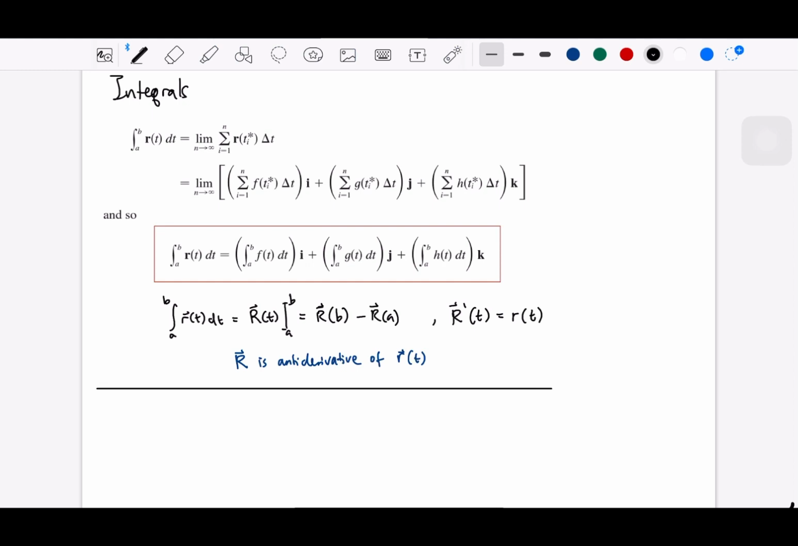Okay, we have derivative, we have integral. The next part is the arc length. The arc length.